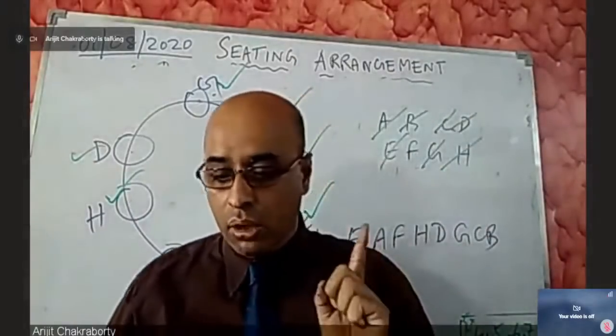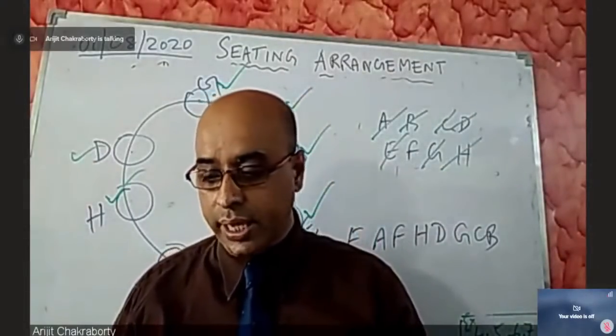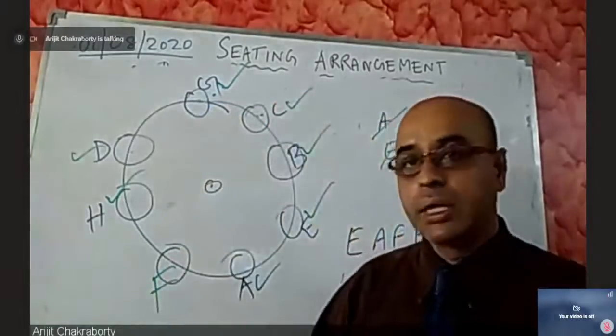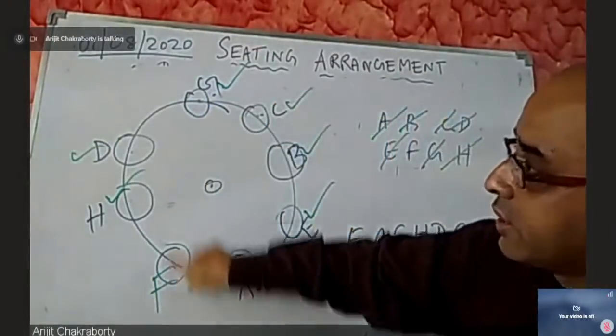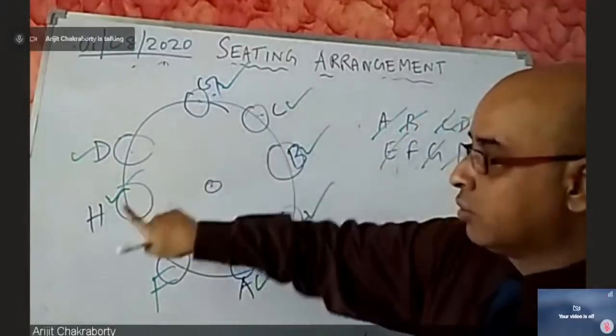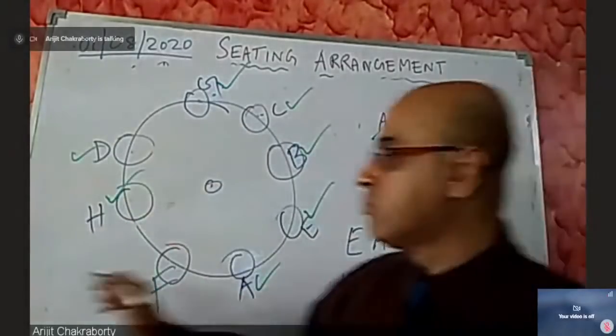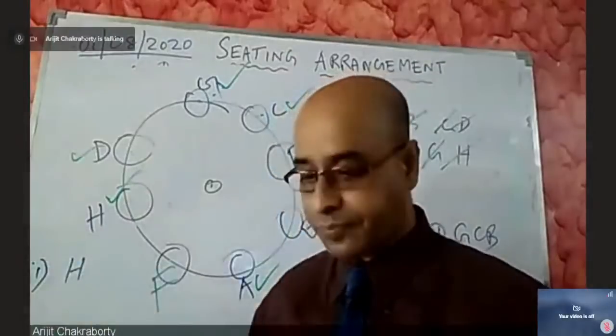Question number 1. Who amongst the following is sitting exactly between F and D? So who is sitting between F and D? H is sitting. So answer number 1 is H.